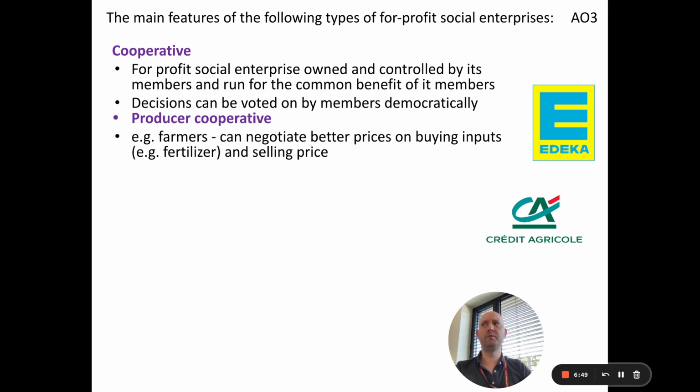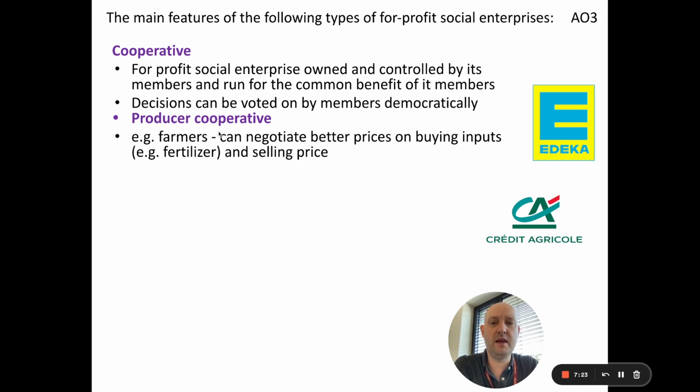So let's give an example. A producer cooperative. So in this situation, the members are the producers. And one example is farmer cooperatives are one of the best examples. So what can happen is if one farmer on their own tries to sell their crops or whatever they're producing to a shop, then they might not have much power and they might not get the best price. So historically, what some farmers have done is they've joined together to form a cooperative.